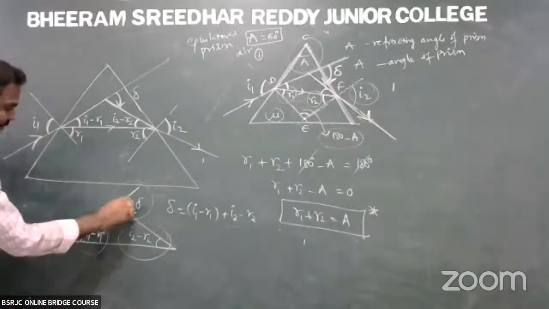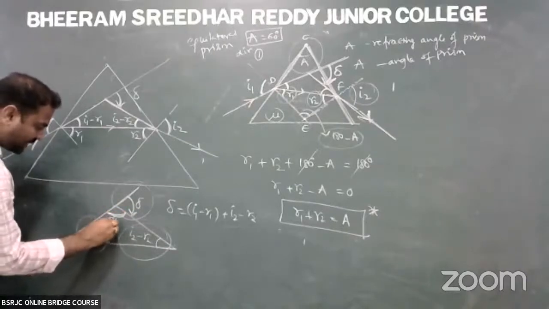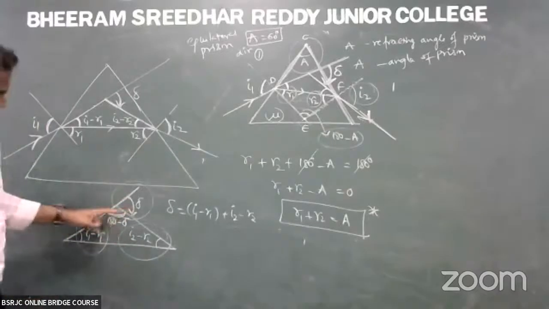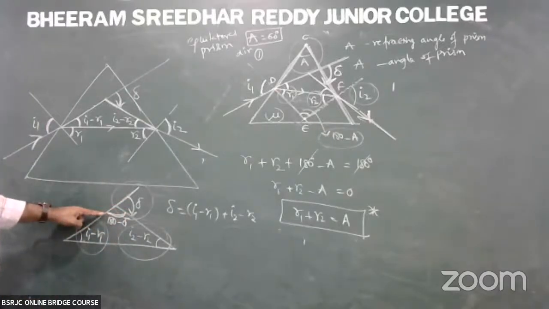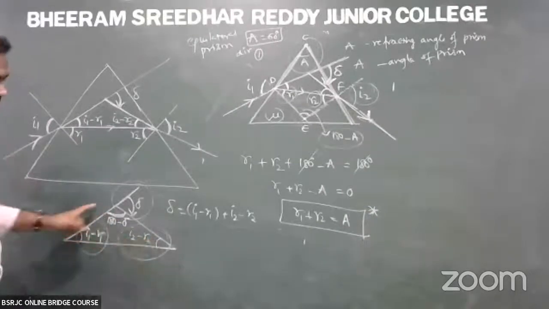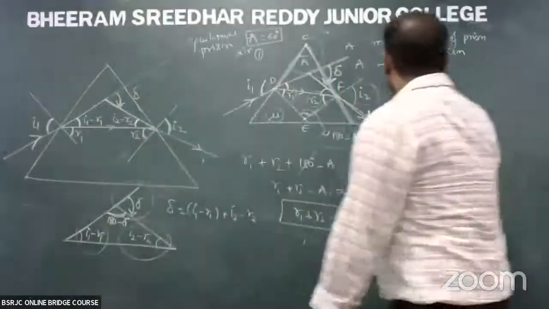The other way is, if this is delta, then what will this angle become? 180 minus delta. One angle is delta, the remaining angle will be 180 minus delta. Then in the triangle, total angle should be 180. So I am drawing the same path here, differently.